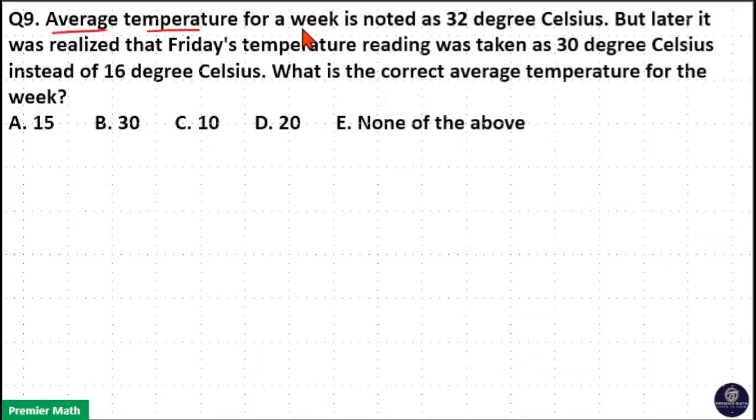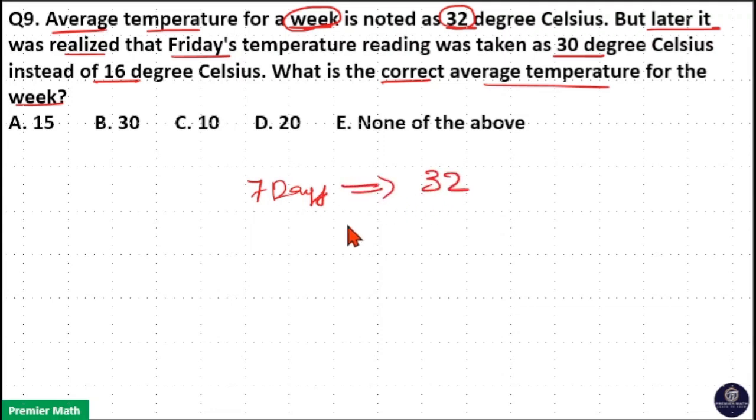Average temperature for a week is noted as 32 degrees Celsius, but later it was realized that Friday's temperature reading was taken as 30 degrees Celsius instead of 16 degrees Celsius. What is the correct average temperature for the week? Here, average temperature for a week is calculated as 32 degrees. Week means 7 days. For 7 days, average temperature is calculated as 32 degrees Celsius. But there was a mistake in calculating this. That is, Friday's temperature reading was taken as 30 degrees instead of 16 degrees.